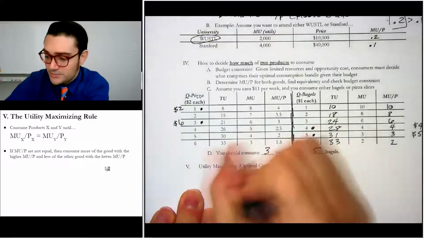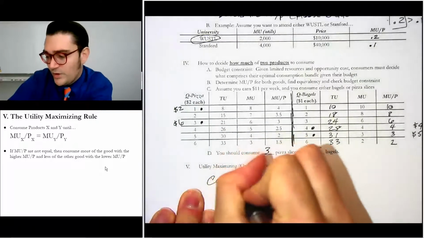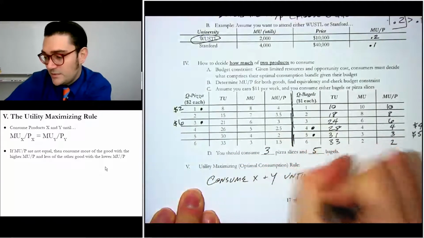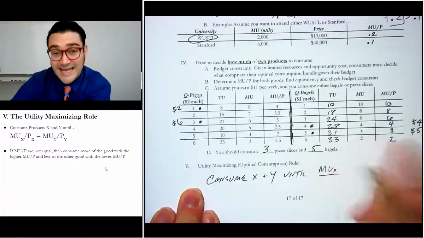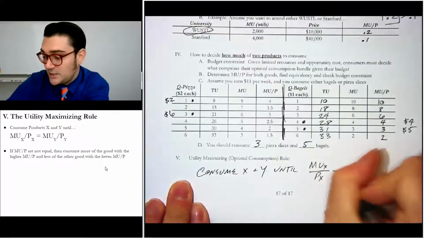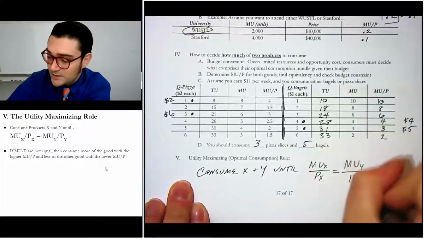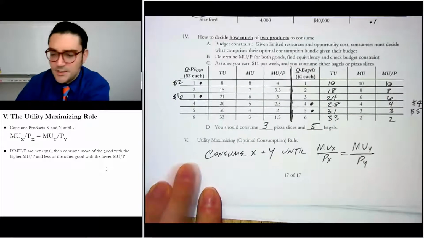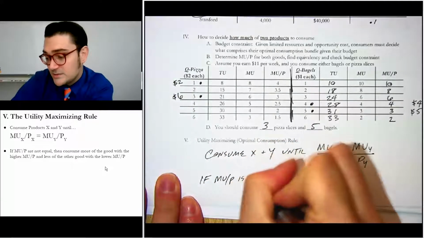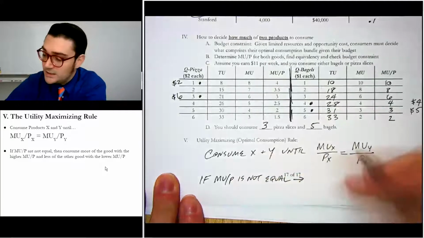So this is our utility maximizing rule, and in fact, it's just restating what I just told you. You should consume, if you have 2 goods, X and Y, consume X and Y until the MU of X of the last unit that you consumed over the price of that unit is equal to the marginal utility of the last unit of Y divided by the price of Y. And I put a little addendum here. If the MU over P is not equal, it's a fairly straightforward process.